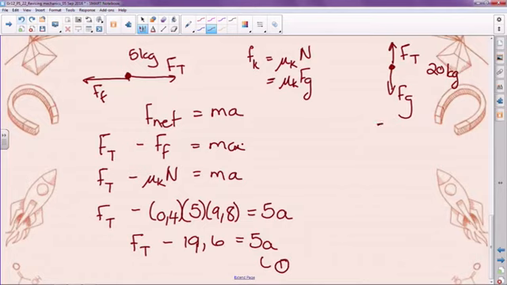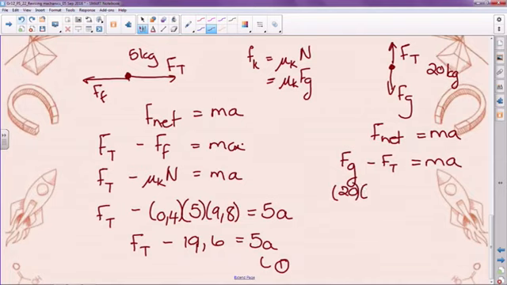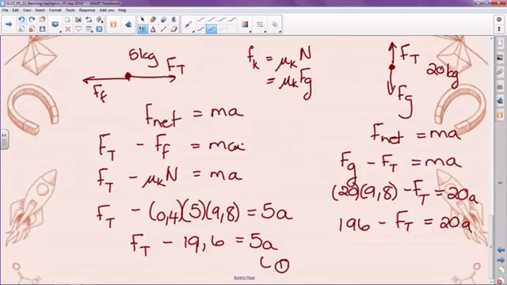Now we look at the 20 kilogram and we do the same thing. F net equals Ma. This time Fg is bigger than Ft because the 20 kilogram is going to accelerate downwards. So Fg is going to be 20 kilograms times 9,8 minus Ft equals 20a. So that gives me 196 minus Ft equals 20a. Now, grade 12s, in terms of your science, that is the science. Out of the 5 marks, 3 to 4 marks here. Lots of little bits and pieces, but it's all here.